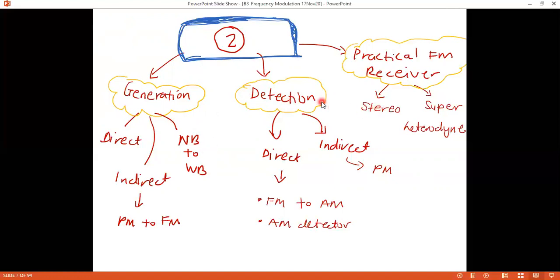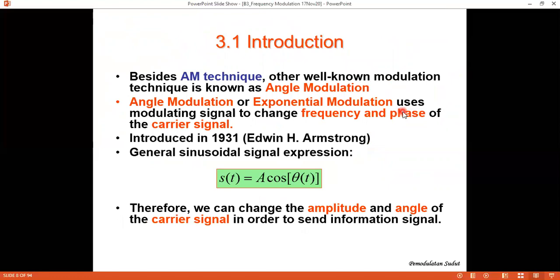And then for the practical FM receiver, apart from super heterodyne, this concept of super heterodyne is similar to AM. But we also have an additional topic known as FM stereo. So this is for the second part of our chapter. Okay, so let's start with the basic concepts of FM.